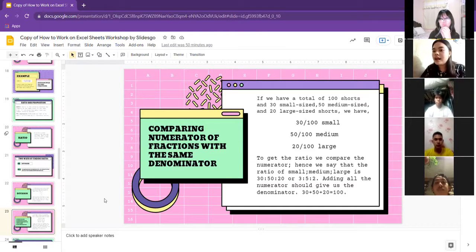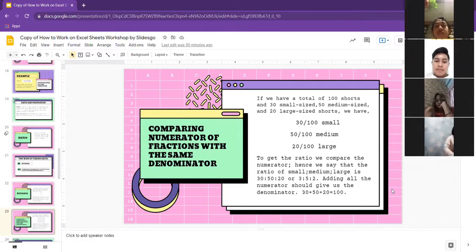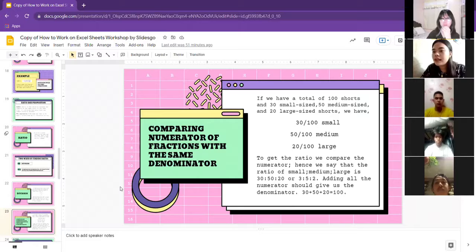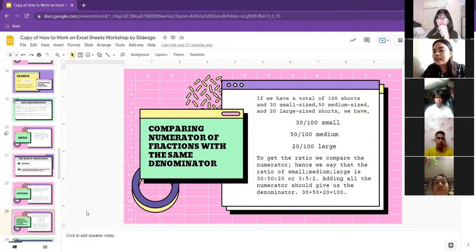Hence, we say that the ratio of small to medium to large is 30:50:20, or 3:5:2. Adding all the numerators should give us the denominator: 30 plus 50 plus 20 equals 100.